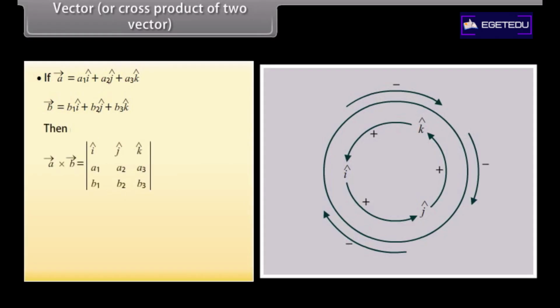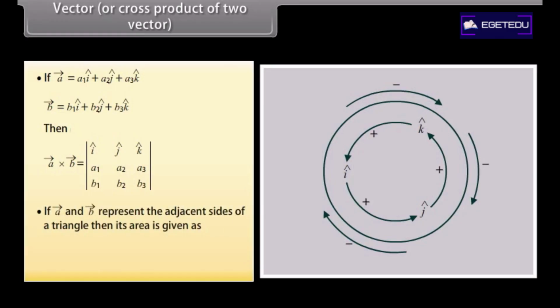Then the vector product of A and B is equal to the determinant, row-wise: first row cap i, cap j, cap k; second row A1, A2, A3; third row B1, B2, B3. If vectors A and B represent the adjacent sides of a triangle, then its area is given as 1 upon 2 into the magnitude of the vector product of A and B.